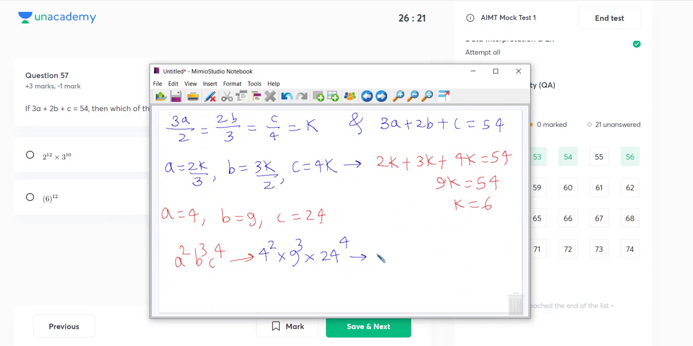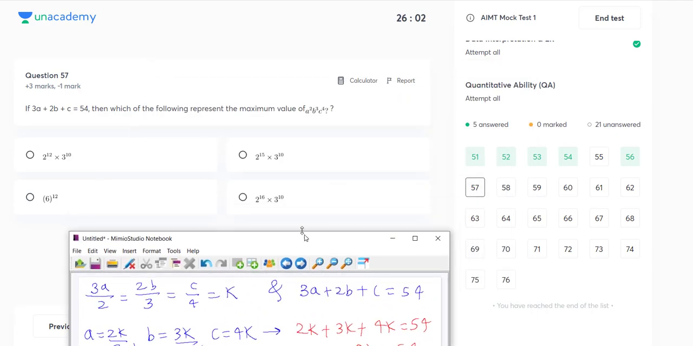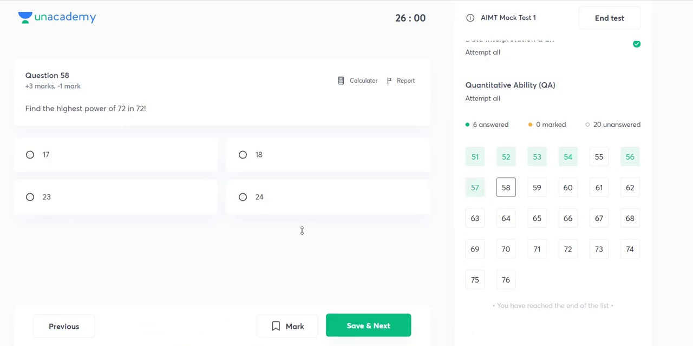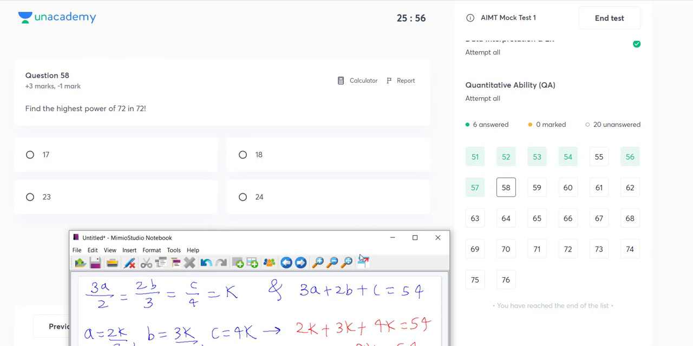Okay, so this is nothing but 2 to the power 4, this is nothing but 3 to the power 6, and 24 is what? 2 to the power 3 to the power 4, that is 2 to the power 12, and 3 to the power 4. Okay, so this is going to be 2 to the power 16 into 3 to the power 10. So the last option, yes.